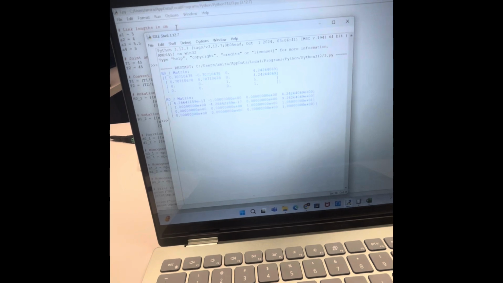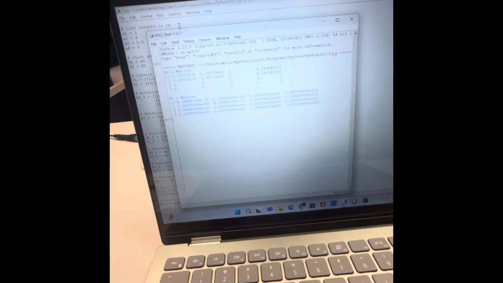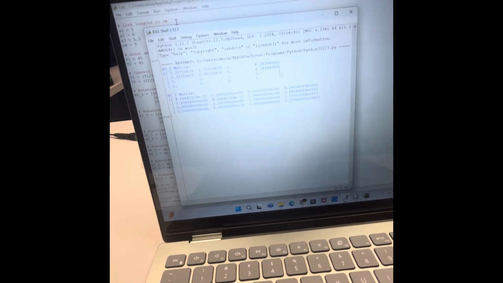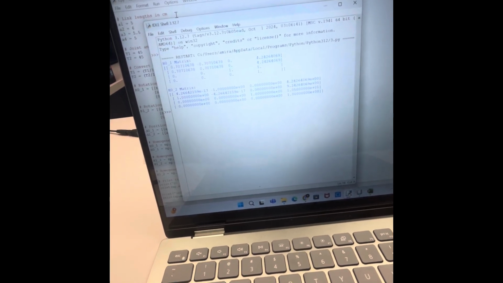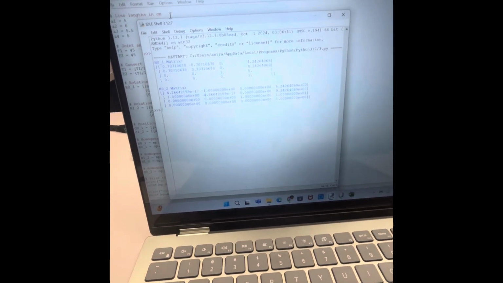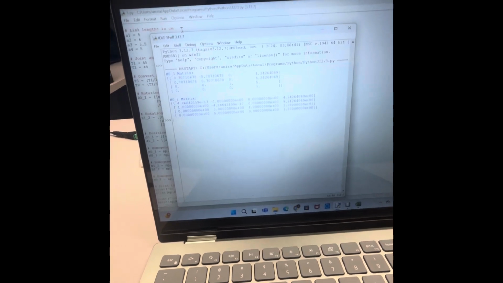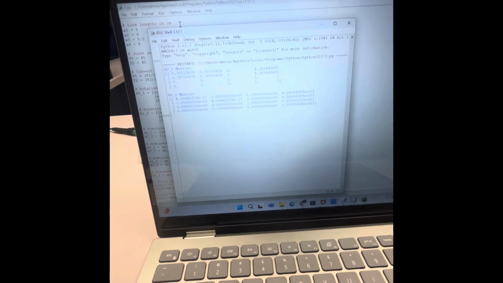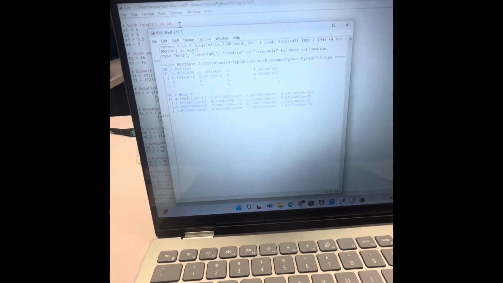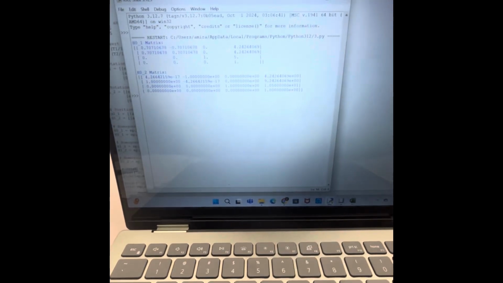The most popular number for matrix 1 is, of course, 0.707, and for matrix 2, the majority of them will say either 1.0 or 4.2. Of course, one is going to be negative 4.2, and some are going to be negative 1.